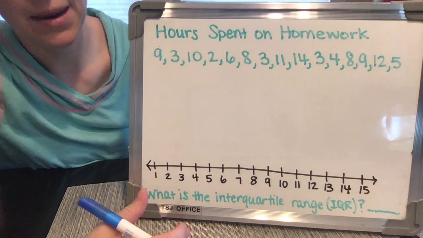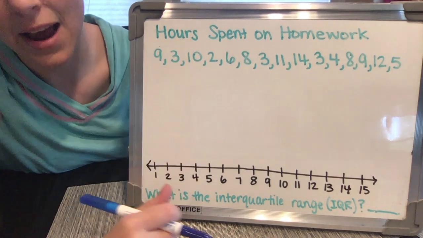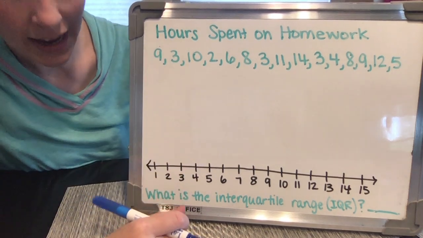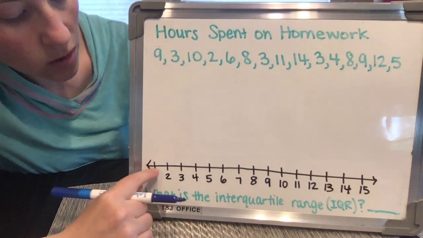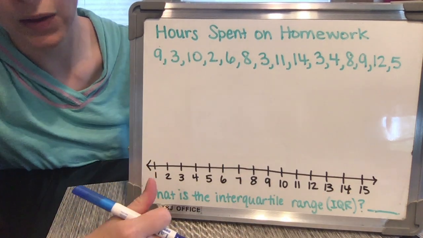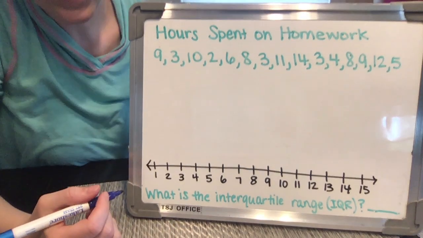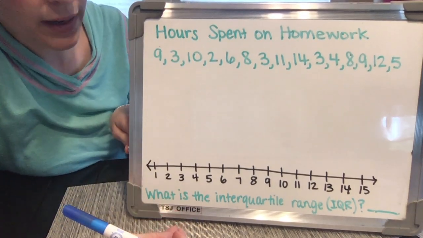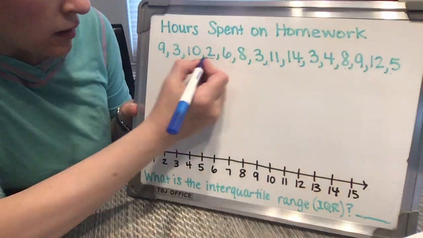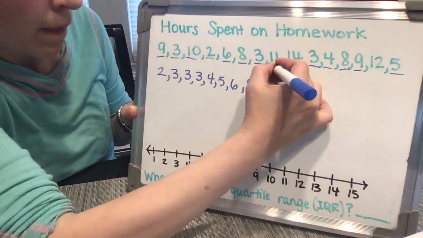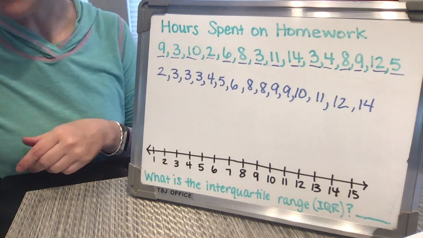The first step that we're going to do to represent this data as a box and whisker plot is that we have to order our data. We know that if we're going to plot something on a number line, the numbers have to be in order. So the first thing we're going to do is rearrange all of these data points from smallest to biggest. So here are my numbers, least to greatest.